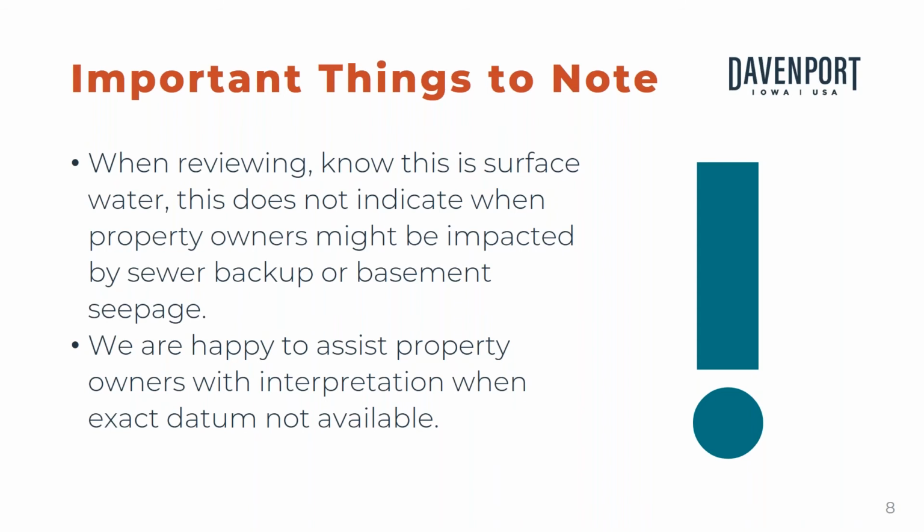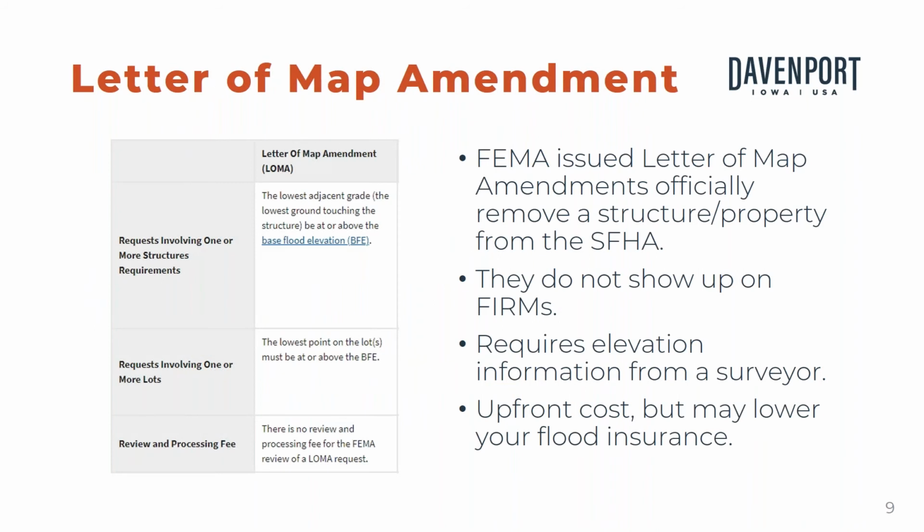Also, these maps do not show letters of map amendment, which are LOMAs, and Megan's going to talk a little bit more about what that letter of map amendment is. Okay, so what happens when your property is mapped in the floodplain and you feel that it shouldn't be? There are occasions when there are inaccuracies on the flood maps due to the scale of the maps. The process you go through is called a letter of map amendment, or a LOMA.